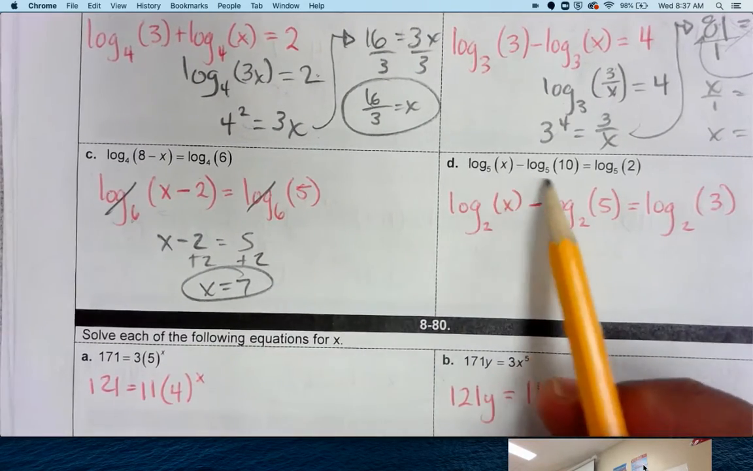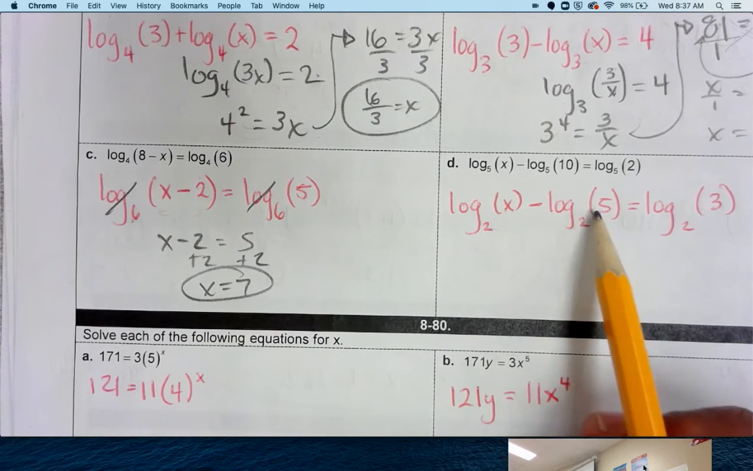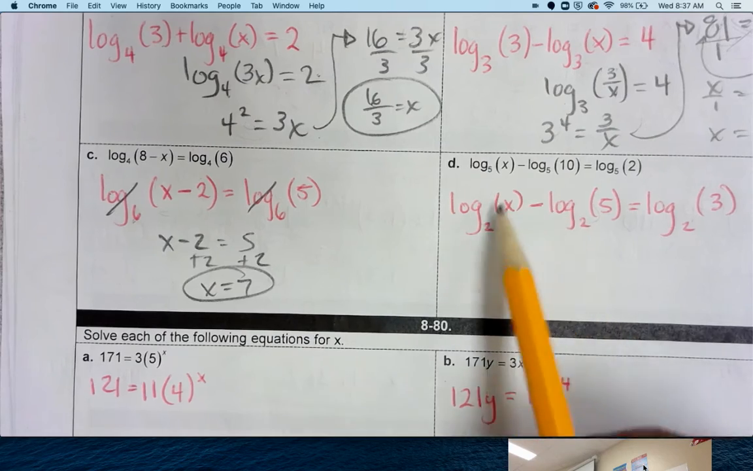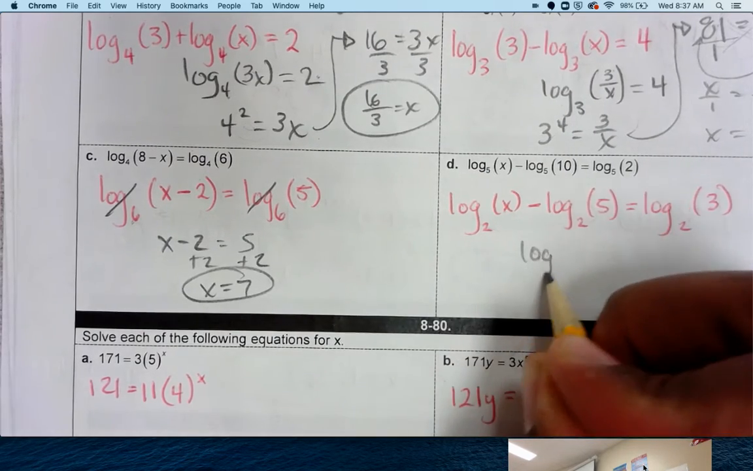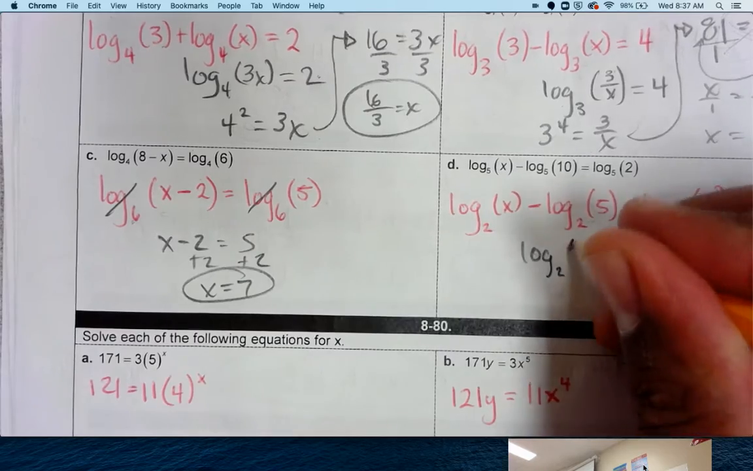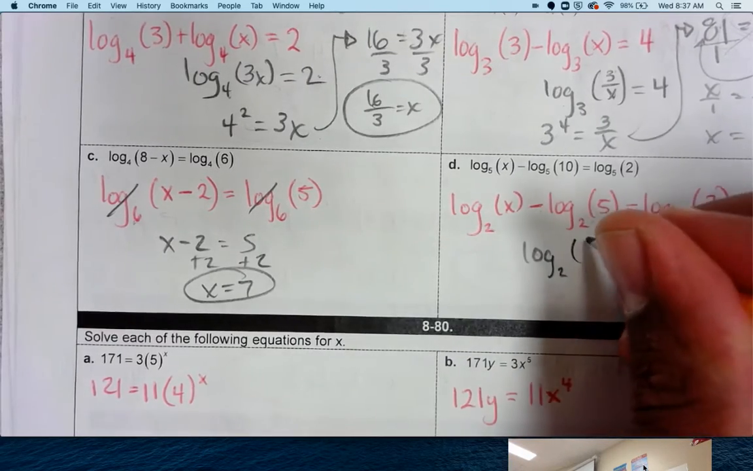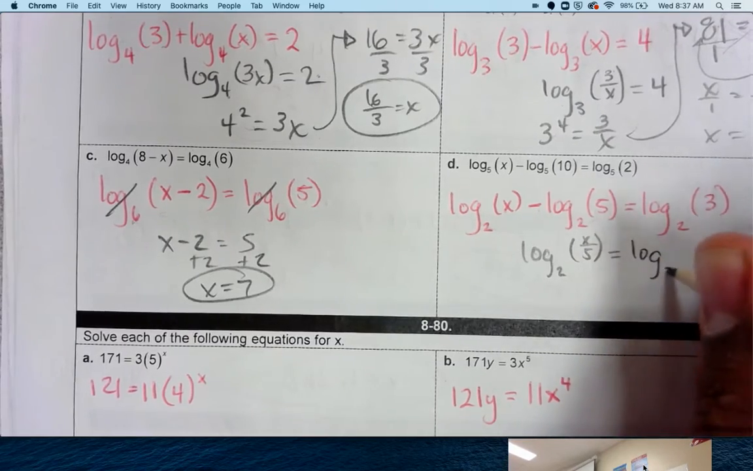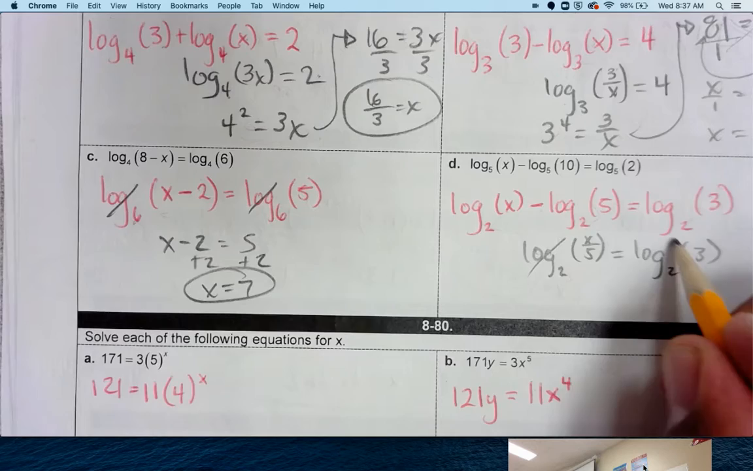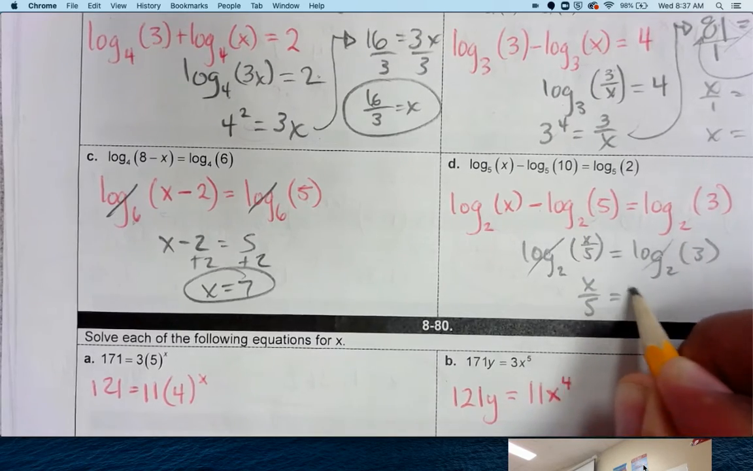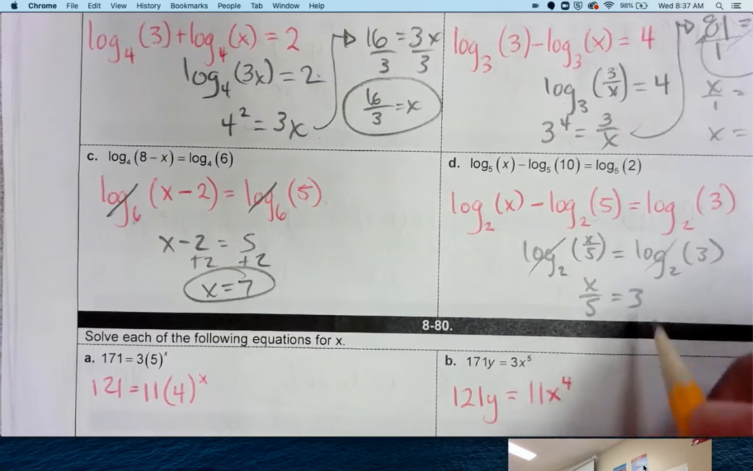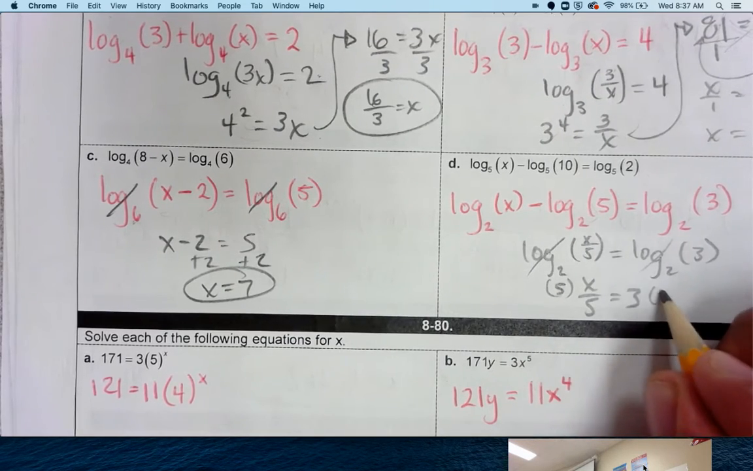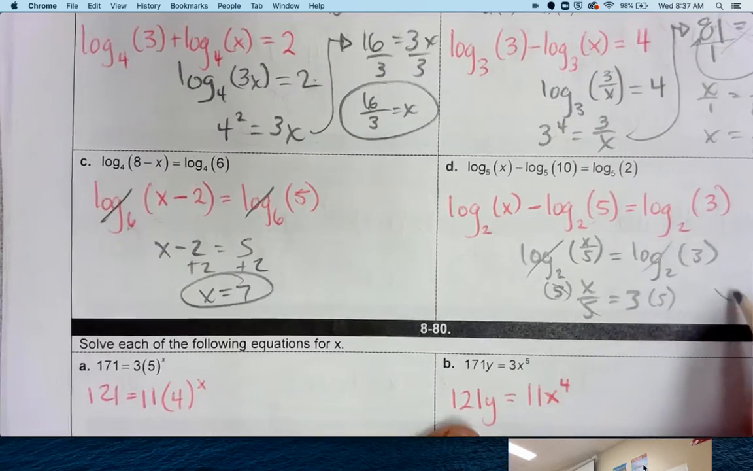All right, now this one, I've got 2 logs on one side of the equation equal to 1 log. So I can't just cancel them until I only have 1 log on this side. So what I want to do is combine these two into 1 log first. And remember, it's minus, so that means I'm going to divide x divided by the 5. So the first argument divided by the second equals log base 2 of 3. Okay, so now I can cancel them, and x over 5 equals 3. And in this case, I could cross multiply, or here I can just multiply by 5, since I have a number in the denominator. Multiply 5 both sides, and x equals 15.